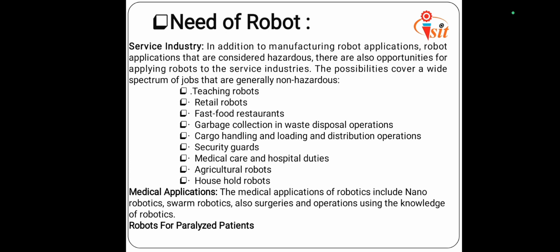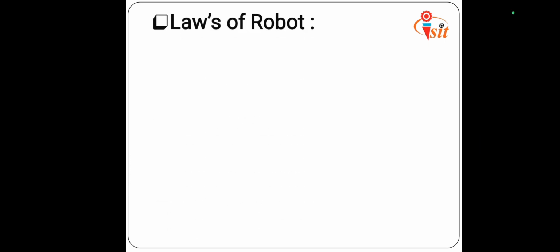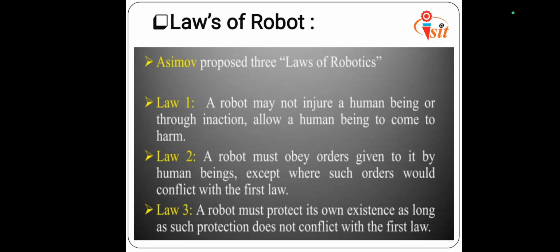So these are the three laws of robots which are presented in front of you. First law is a robot may not injure a human being or through inaction allow a human being to come to harm. A robot should not injure a human being. Even if we give a command to the robot to injure a human being, a robot should not injure a human being. Or when a robot is not in action, the robot should not allow a human being to come to harm. In any case, the robot should not harm a human being. This is law number 1.